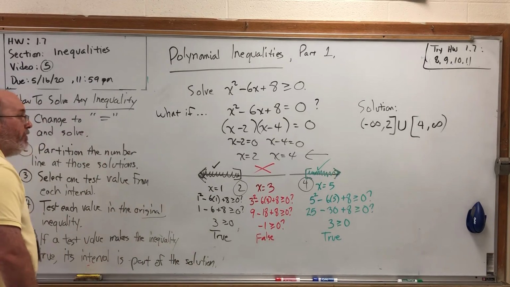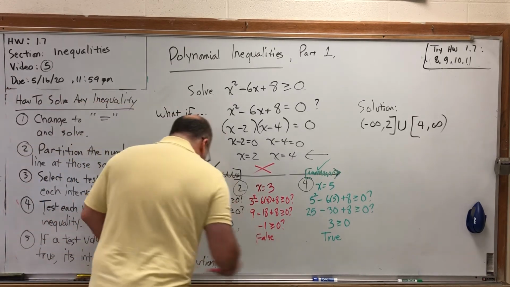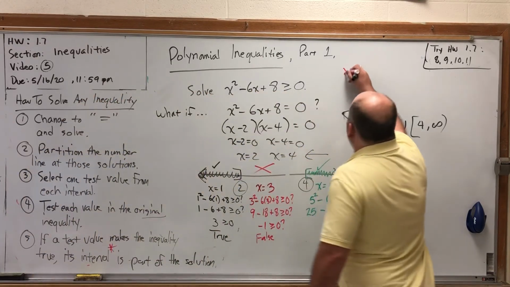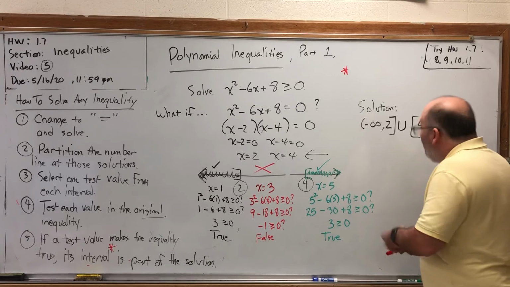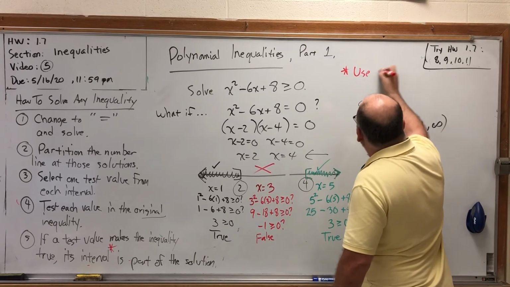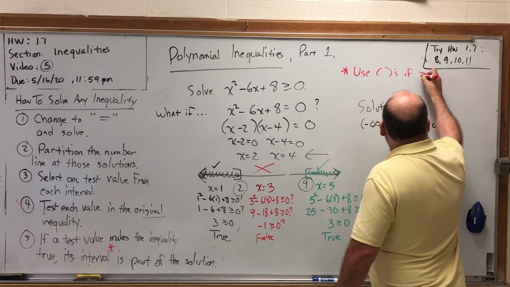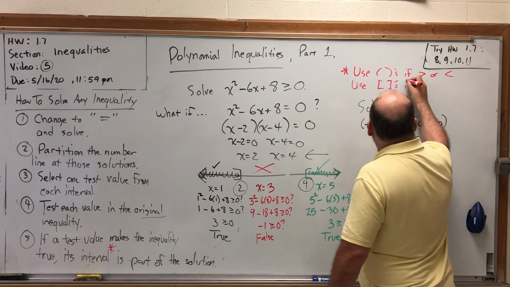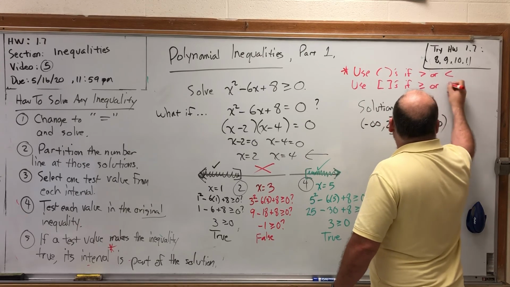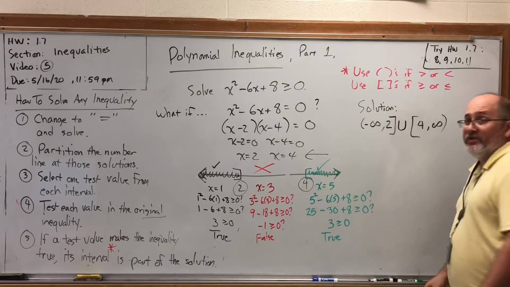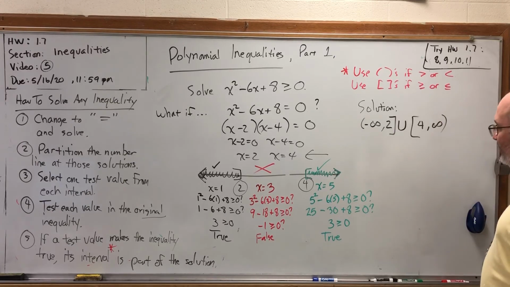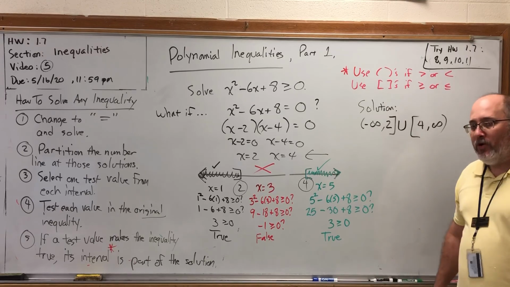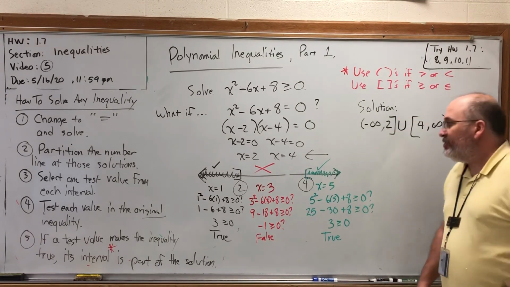Unfortunately, I ran out of room down there. So I'm going to put an asterisk on the word interval and define that asterisk up here. Sorry, I'm all over the place. Use parentheses if greater than or less than. Use brackets if greater than or equal to or less than or equal to. So the same protocol as before for deciding whether you use a bracket or a parentheses. Since this was greater than or equal to, we use brackets on the numbers. And remember, infinities always get parentheses.